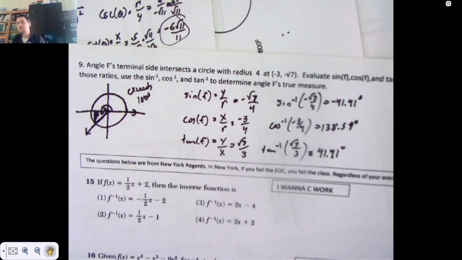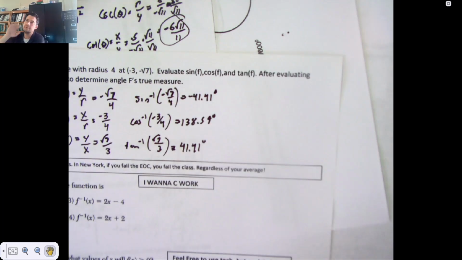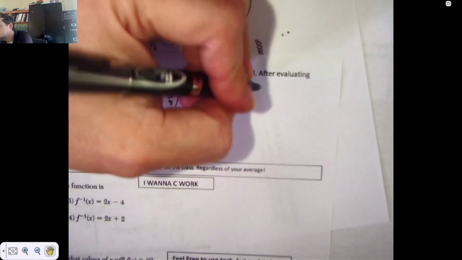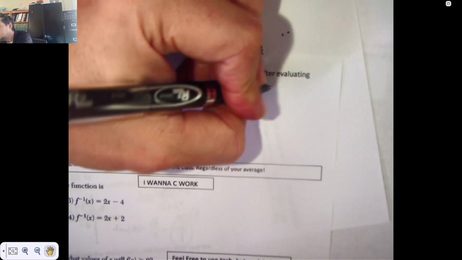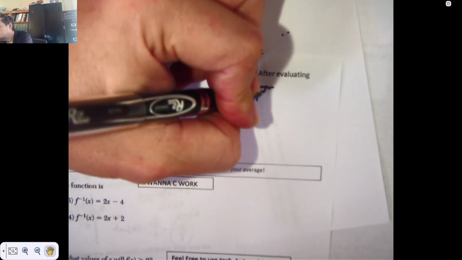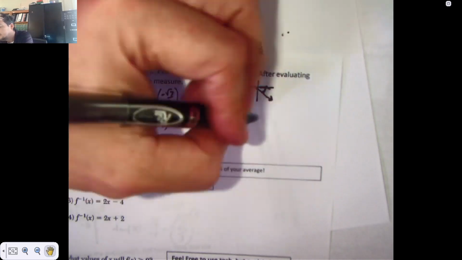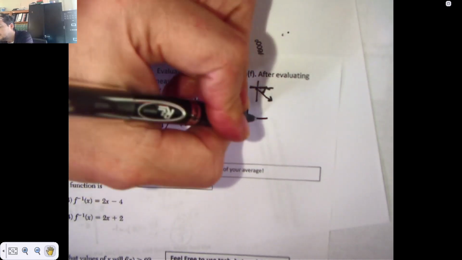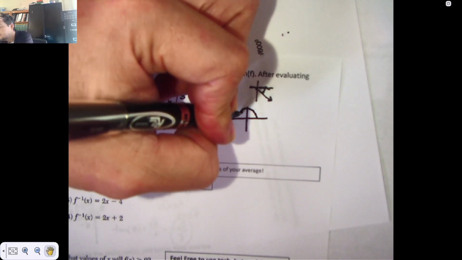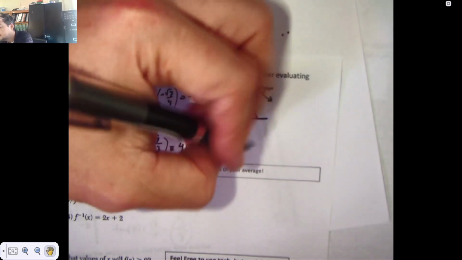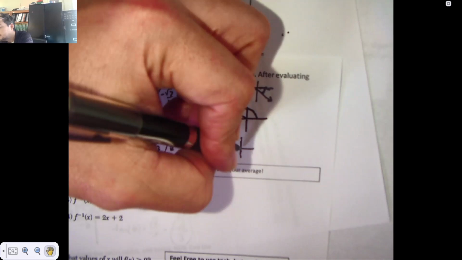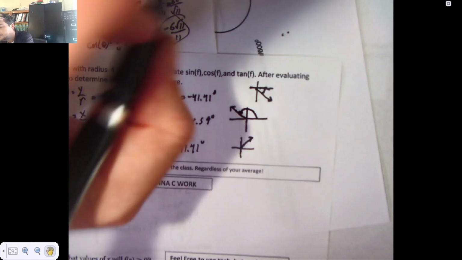What they all returned, with the exception of cosine, was a reference angle. Cosine doesn't return reference angles, unless it's a quadrant 1 angle. This guy gave me an angle that looks about like that. This guy gave me an angle that looks about like this. And this guy gave me an angle that looks like that. Now, what do they all have in common?